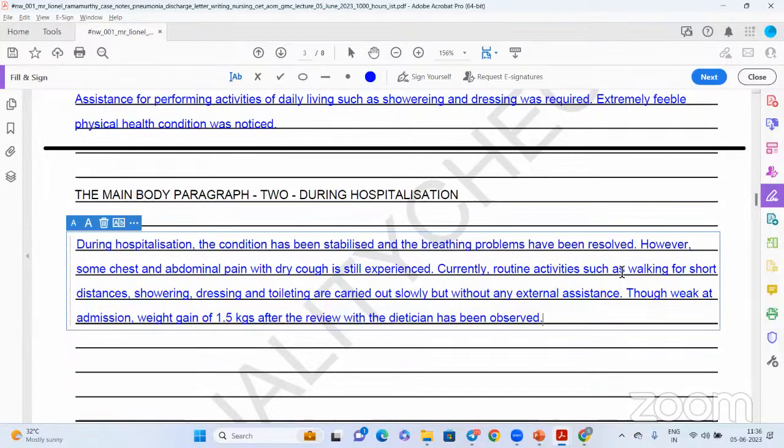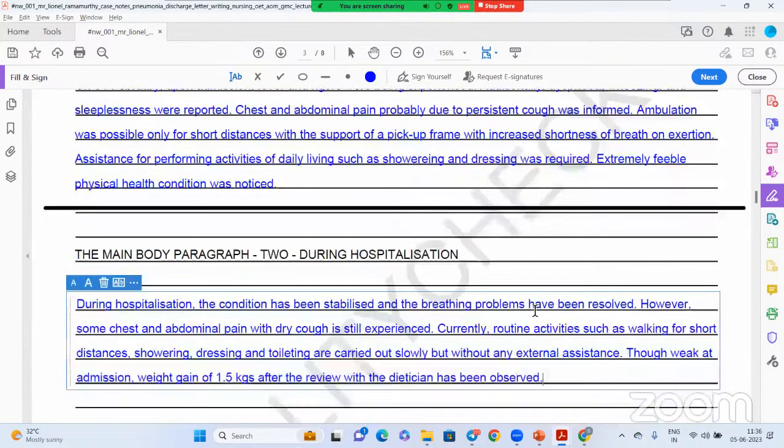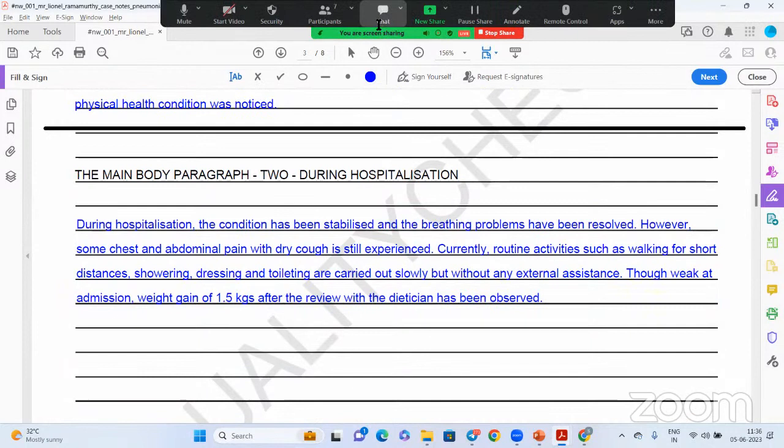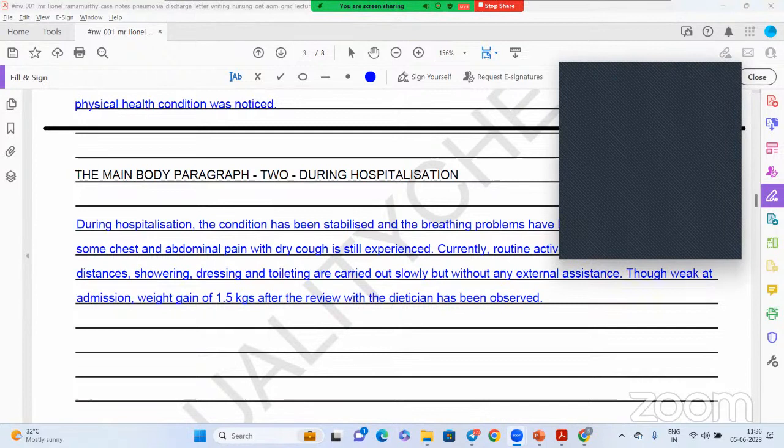Main body should have 4 to 5 sentences. Okay. That's very clear. So body paragraph 2, BP2. So clear. Any doubts you can ask me. Then we'll move on to the next one.